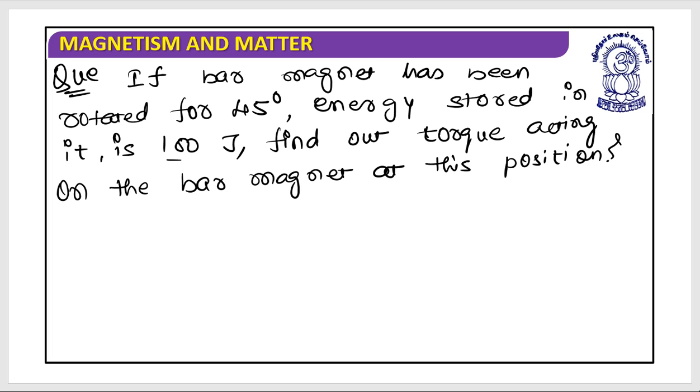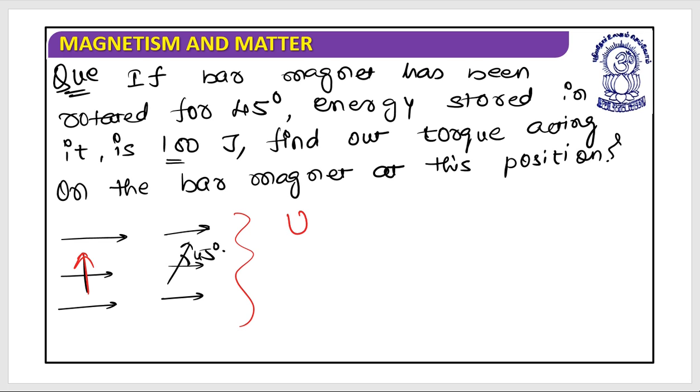What they have given is that when it has been rotated by 45 degree, that means initially the system looked like this. This was the bar magnet placed like this at 90 degree, and after that it has been rotated like this so that it makes an angle of 45 degree. So what you need to do is, U equals minus mB cos theta, and torque equals mB sin theta.